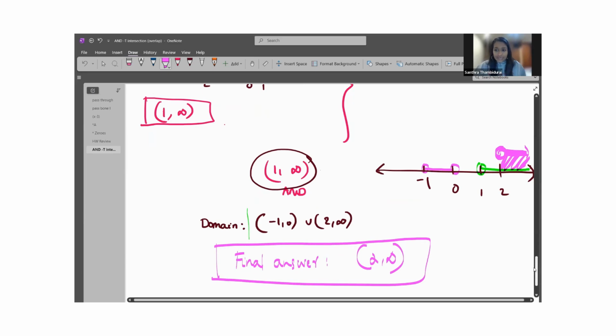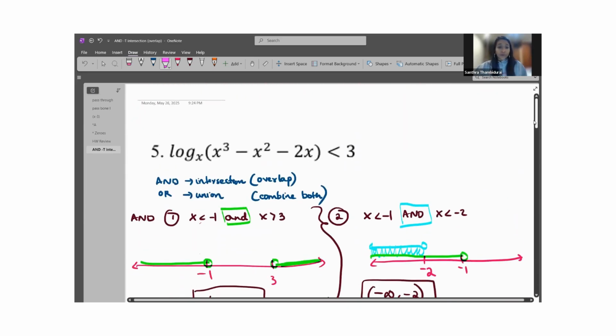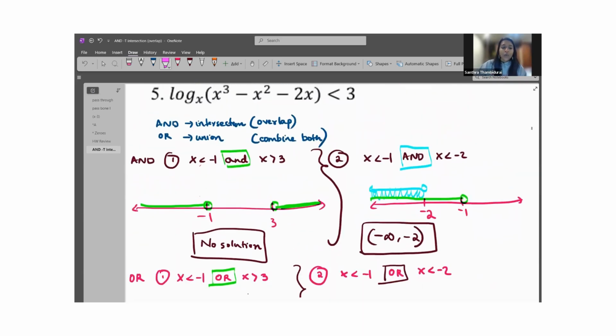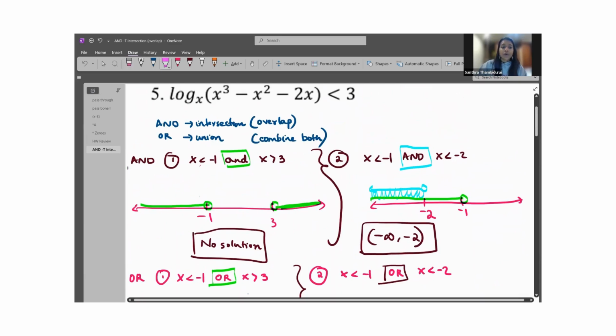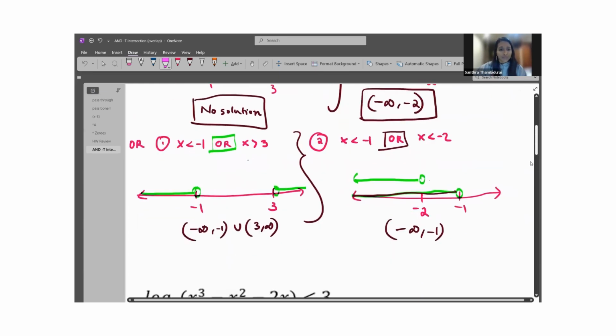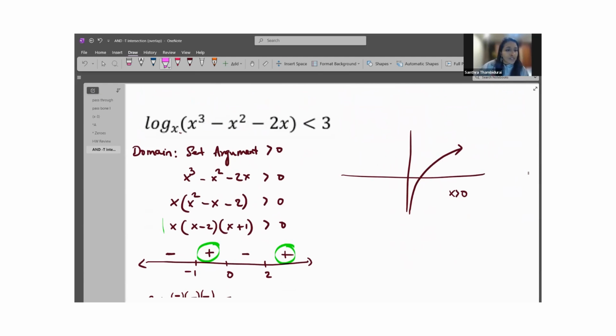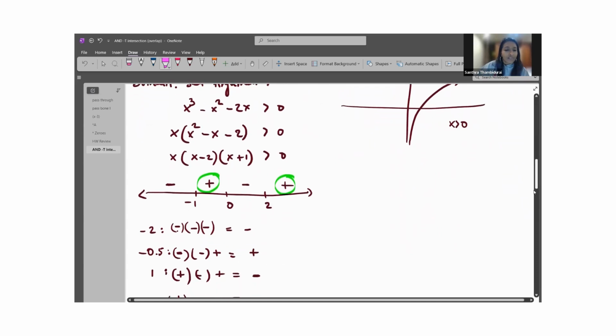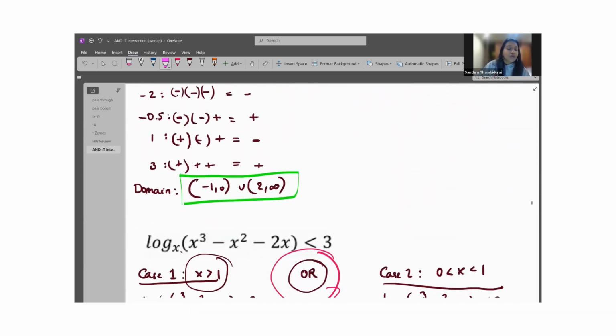Long problem. So I'm going to recap really quick. I went over so many things. When you have an and, you're always looking for an overlap. When you have an or, you need to have both your solutions in your final solution, okay? Looking at this problem, first thing you need to do, find the domain. That's it, set your argument greater than 0. We did that. When we did that, we did polynomial inequality, and we found our answer as this. You hold off on that, okay?